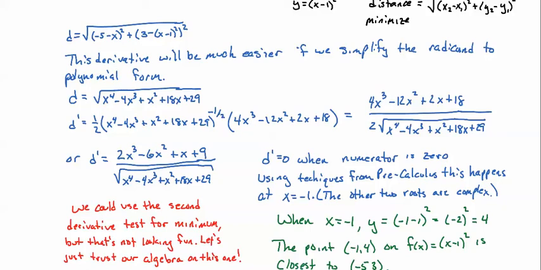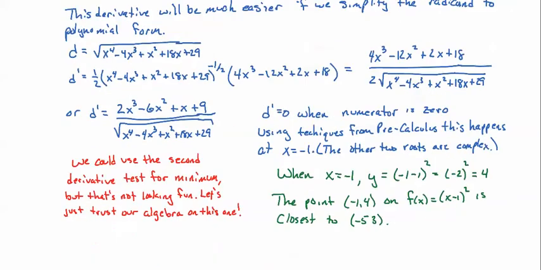Now, setting the numerator equal to 0 is pretty straightforward. It's a cubic polynomial. We can use techniques from pre-calculus we talked about in section 2.6 if you need to review that. And we find that x equals -1 is the only real 0 for this particular function. The other two roots are complex. When x is equal to -1, I go back to my original function to find my y value is 4.